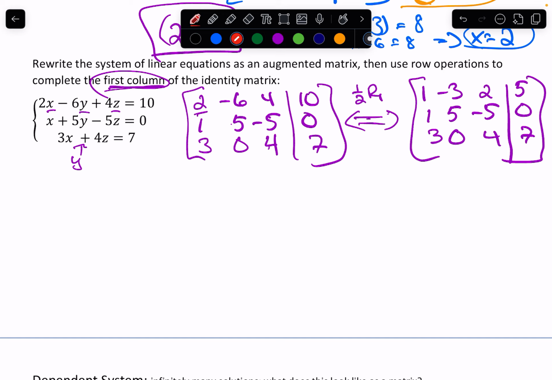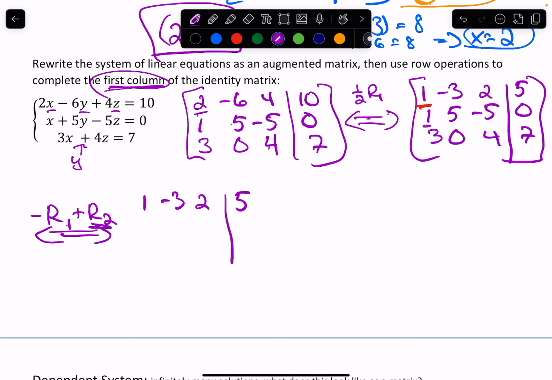Okay, so again, we have the 1 over here. We're going to keep that, and we're going to continue. So now we have a 1 and a 1. So what we want to do is take the opposite of the first row. So negative 1 times row 1 and add it to row 2. Our first row does not change. Again, this shows that we are doing the addition to the second row.